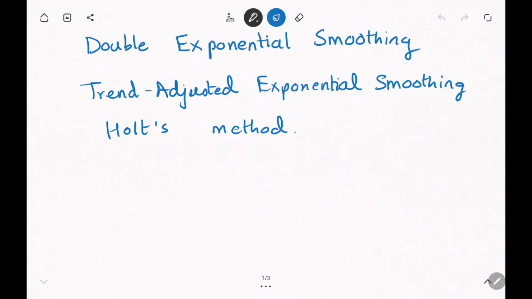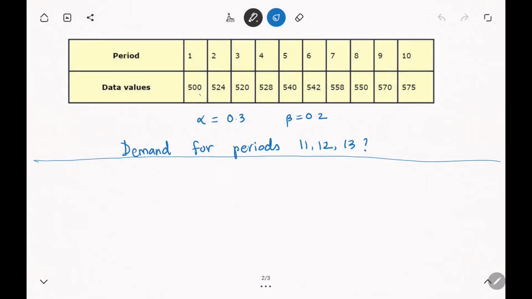Hello everyone. In this video, we'll take a look at double exponential smoothing, also called trend adjusted forecasting, trend adjusted exponential smoothing, or Holt's method. We are given 10 periods of demand data, and our task is to forecast the demand for periods 11, 12, and 13.